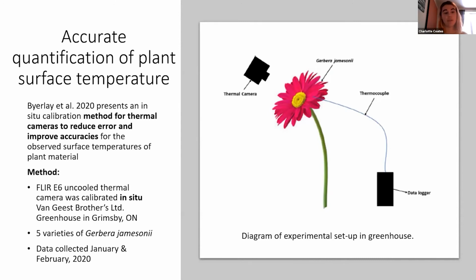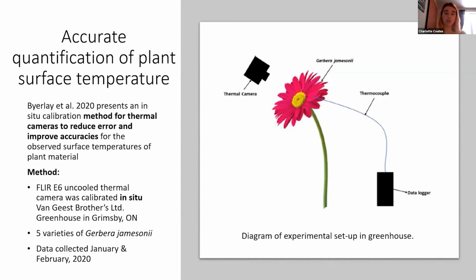In our method, we used 5 varieties of Gerbera jamesonii. I mentioned before that their stem types are variable. So we wanted to choose varieties at more extreme ends of the spectrum of hollow and solid, and then somewhere in the middle, so we can get a wider range of the actual stem surface temperatures to use with the camera. Our data was collected, as I said, before lockdown last year, in January and February 2020, and we were able to analyze the results and get it published.